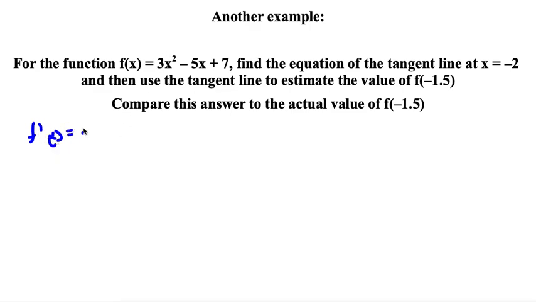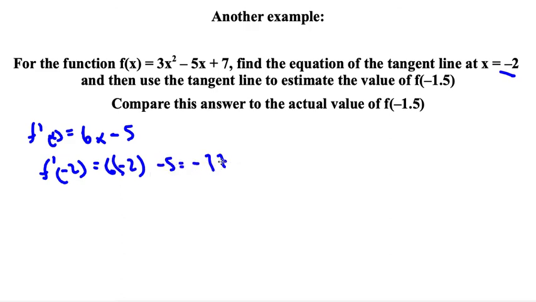2 times 3 is 6, and x drops a power. Minus, well, we know that becomes what? Just 5. So now what we can do is figure out f prime at our target value, negative 2, by doing 6 times negative 2 minus 5, which is negative 12 minus 5, or negative 17. Let's clean that up, make it look like a negative 17. Better. Okay. What else do we need?